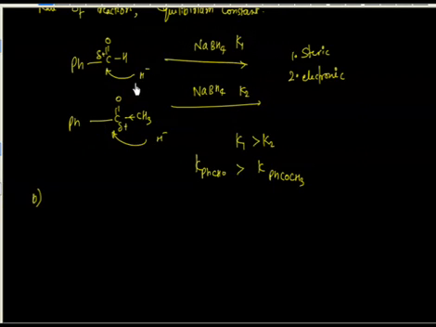Even if you take the steric factor, the same thing. In this case, steric crowding is less, but in this case, steric crowding is more. So H minus will not attack effectively at this carbon, but here it will attack effectively.